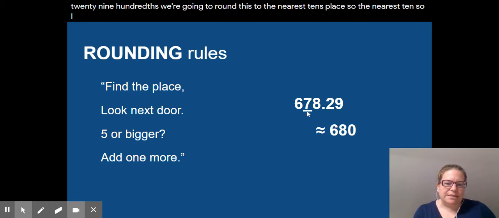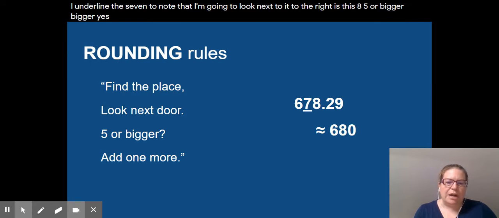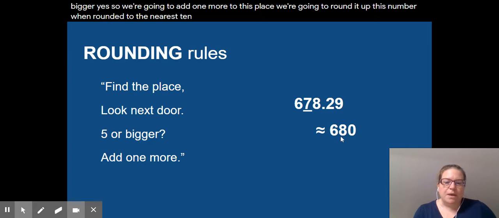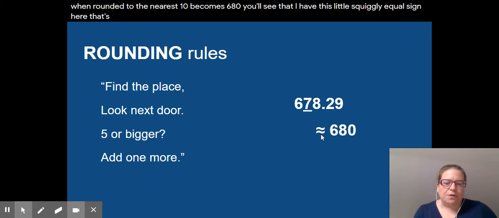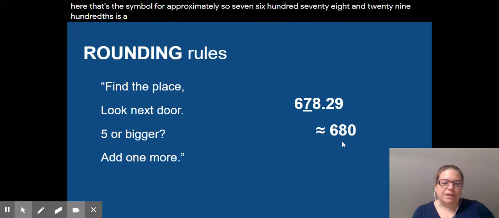So I underlined the 7 to note that. I'm going to look next to it to the right. Is this 8 5 or bigger? Yes. So we're going to add 1 more to this place. We're going to round it up. This number, when rounded to the nearest 10, becomes 680. You'll see that I have this little squiggle equal sign here. That's the symbol for approximately. So 678 and 29 hundredths is approximately 680.